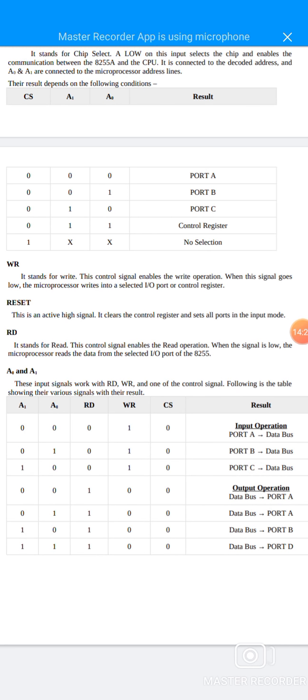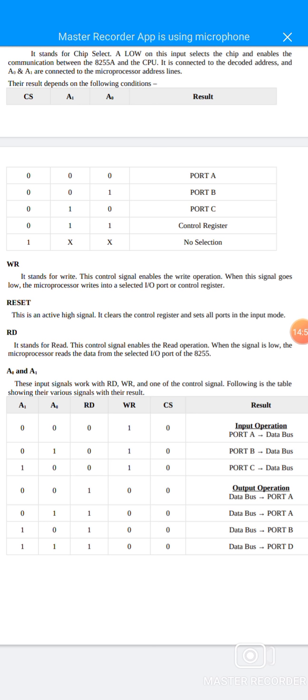WR stands for write. This control signal enables the write operation. When this signal goes low, the microprocessor writes into a selected input output port or control register. RESET is an active high signal. It clears the control register and sets all ports in input mode. RD stands for read. This control signal enables a read operation. When the signal is low, the microprocessor reads data from the selected input output port to the 8085.